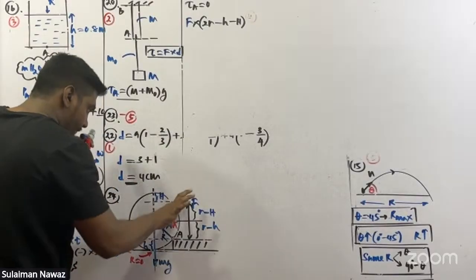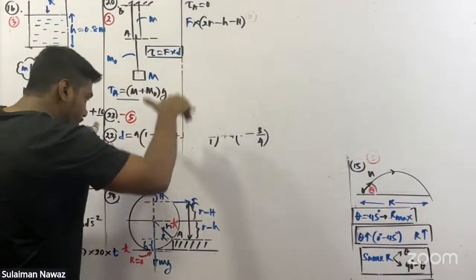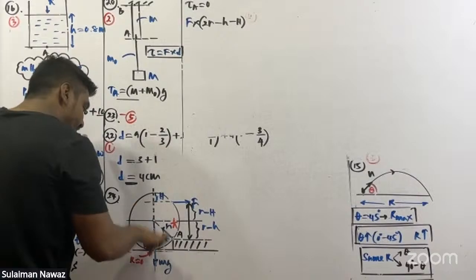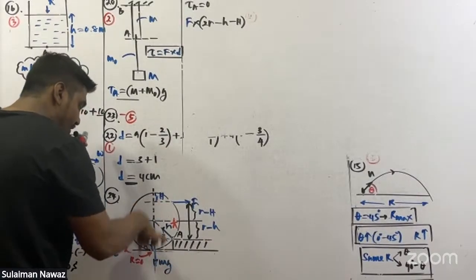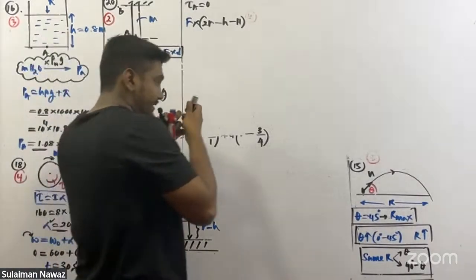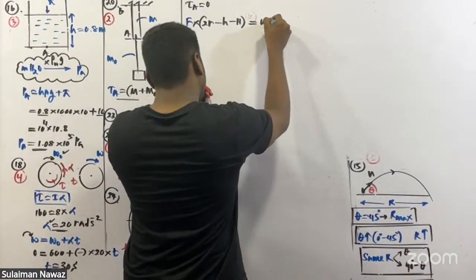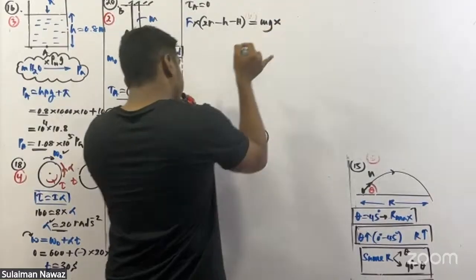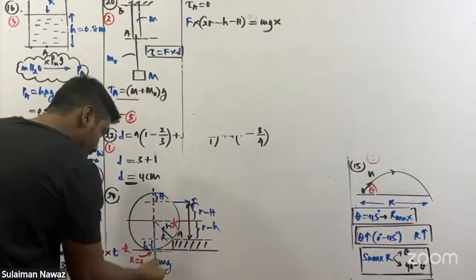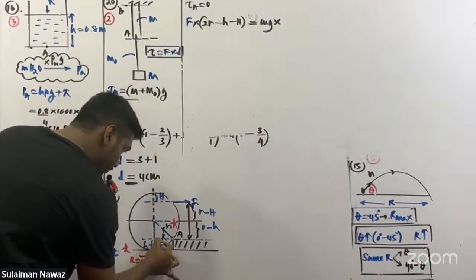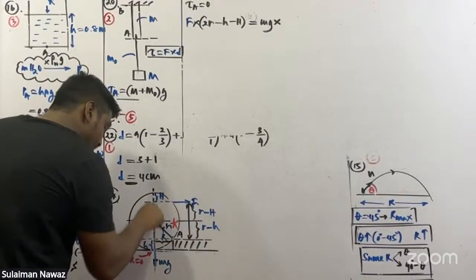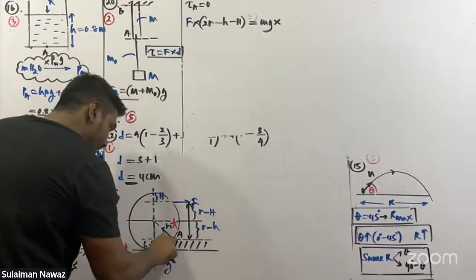Then F creates a clockwise torque, which must be equal to the torque produced by mg. mg creates an anti-clockwise torque. So F times its distance must equal mg times the perpendicular distance to mg from point capital A. I want to find this gap, the perpendicular distance to mg from point A.